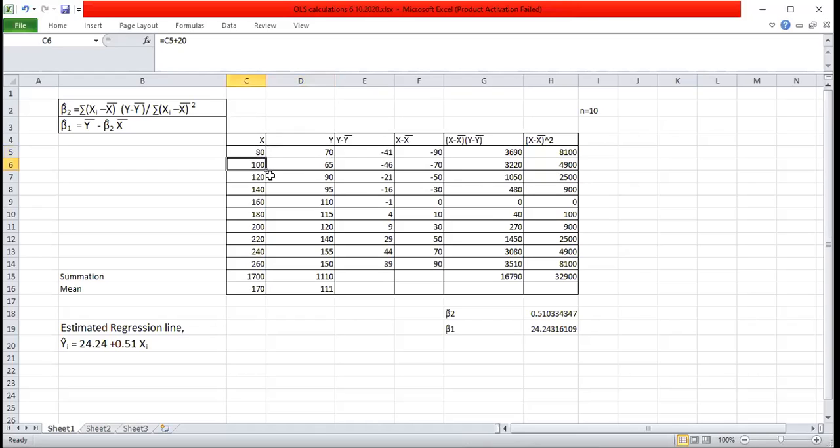You go to another family and ask, how much is your income? 100. How much do you spend? You said 65. There were many families in this income group with different spending, and you picked one. And so on. So you collected this sample of size 10. Here is income, here is expenditure, consumer expenditure. So which one is independent, which one is dependent?